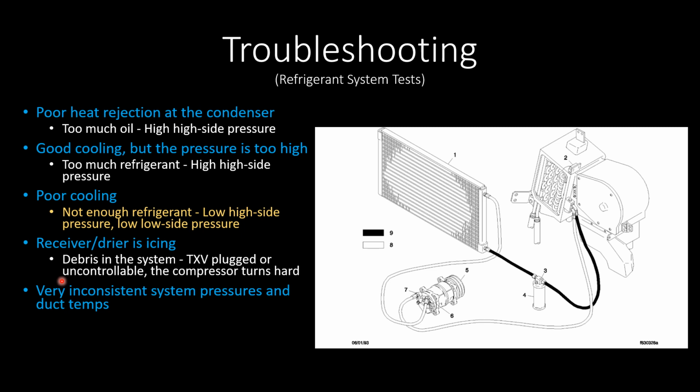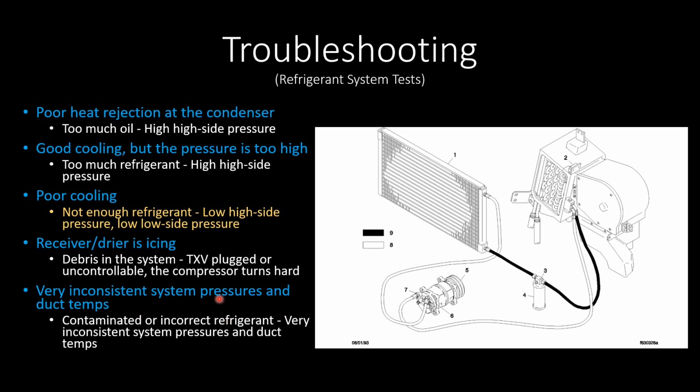If you have very inconsistent system pressures and temperatures coming out of your vents, then that's going to be contaminated or the incorrect refrigerant. Sometimes people don't know that there's a variety of refrigerants and they just put any refrigerant in the system.